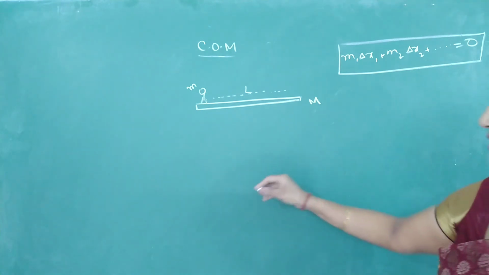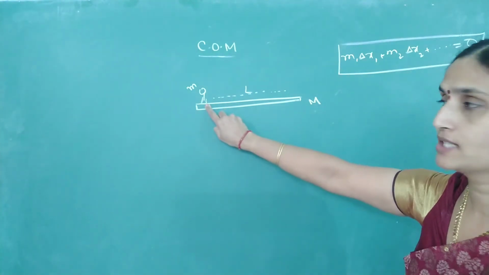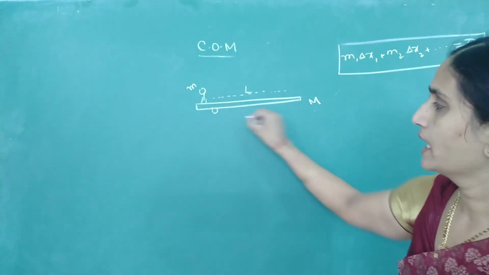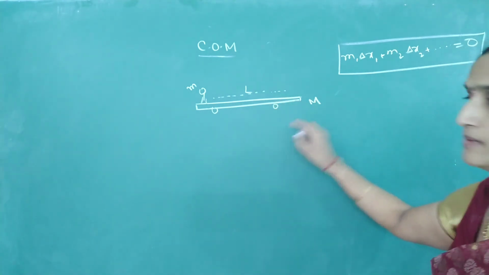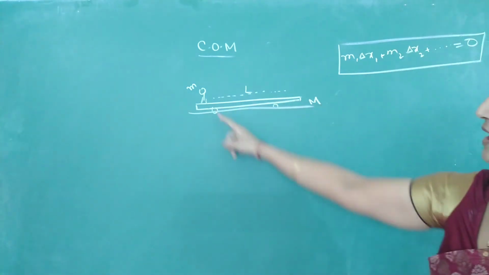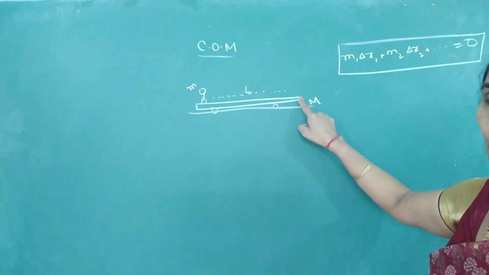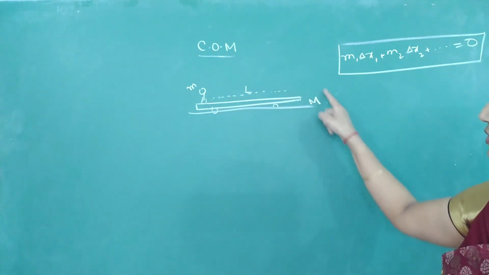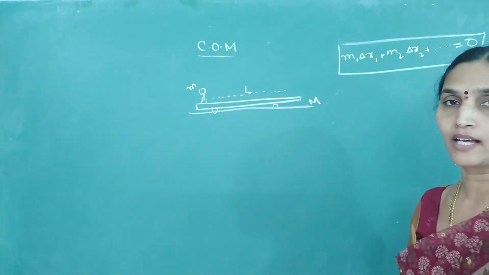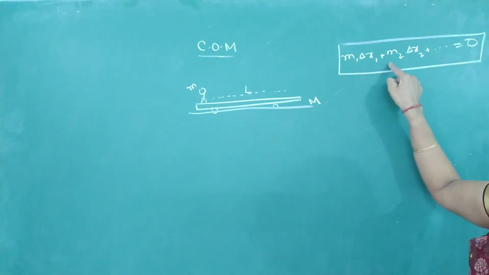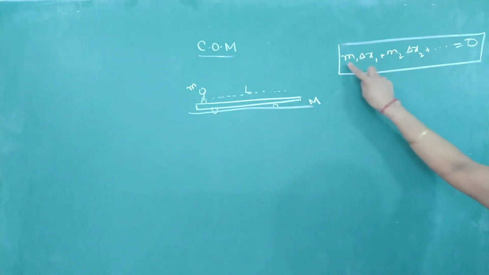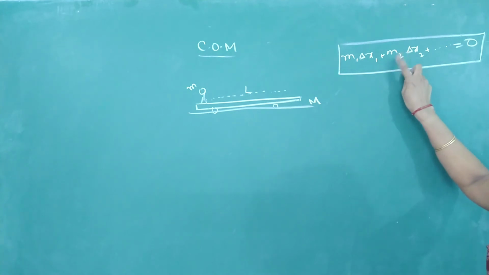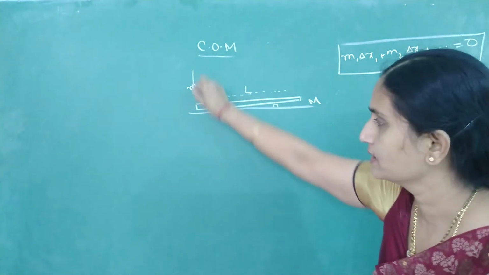In the first case, there is a boy of mass small m standing on a plank whose mass is capital M lying on a smooth surface. If he travels a distance L on the plank in the forward direction, what is the displacement of the plank? For that I will be making use of this relation. We have two particles, one is the boy and the other one is the plank. So take a reference line.